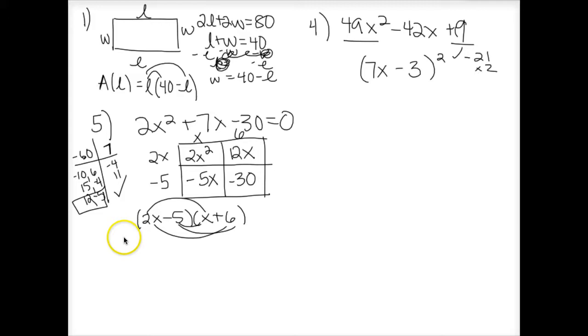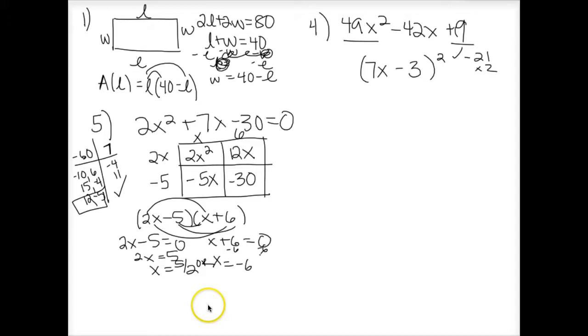So now don't forget to solve just because you factored. It's solved by factoring. So set each factor equal to 0. Here add 5 and then divide by 2. So x equals 5 halves. Here I just need to subtract the 6. So x equals negative 6. So put an or between them, and there is my answer.